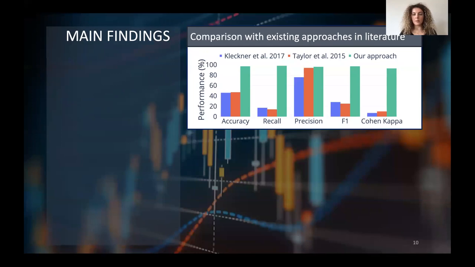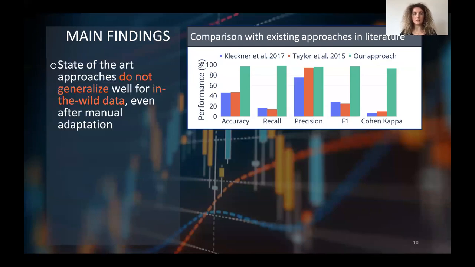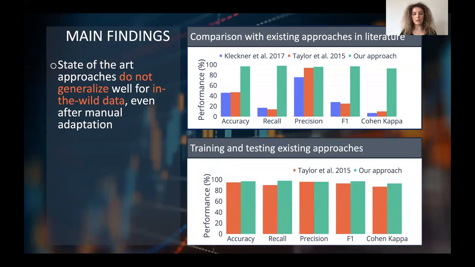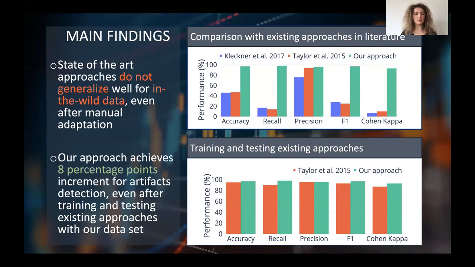We further compare our approach with existing approaches in the literature, and we show that state-of-the-art approaches do not generalize well to in the wild data, even after manual adaptation. We then train and test existing approaches using our data sets, and even in this case, our approach outperforms existing ones by 8 percentage points.